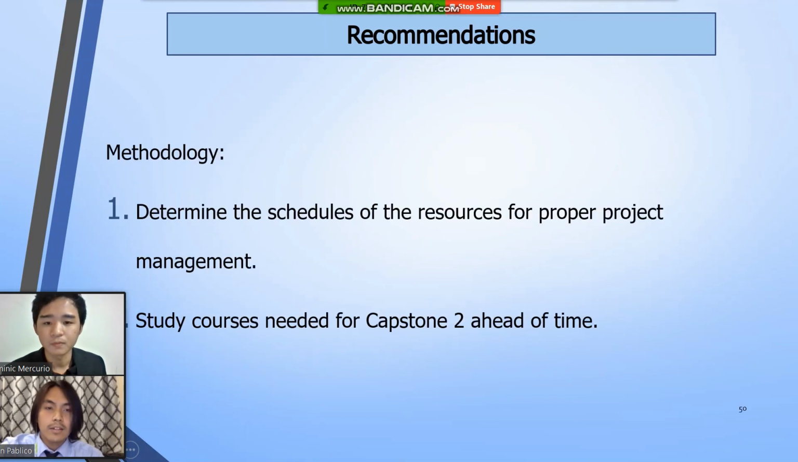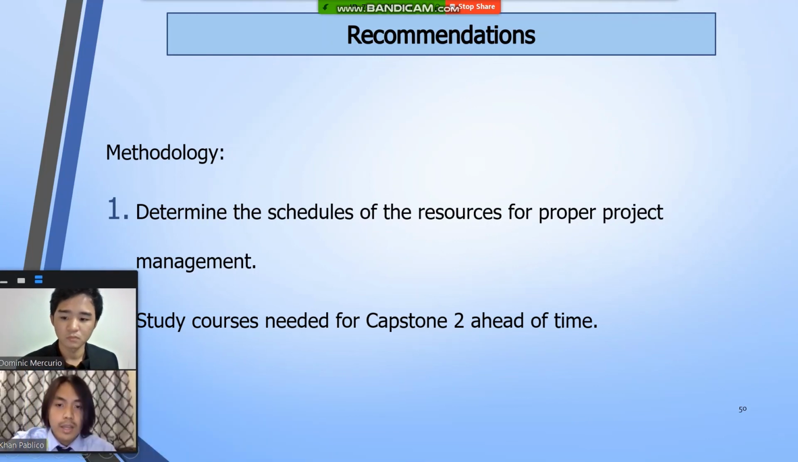The second case of recommendation is the methodology. The first is to determine the schedule of the resources for proper project management. Also, studying the courses needed for capstone 2 ahead of time.